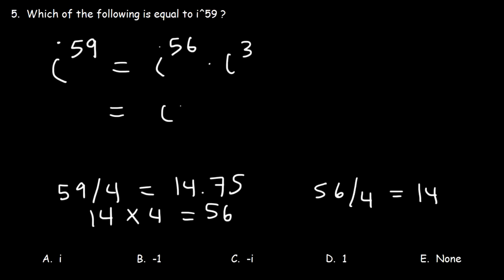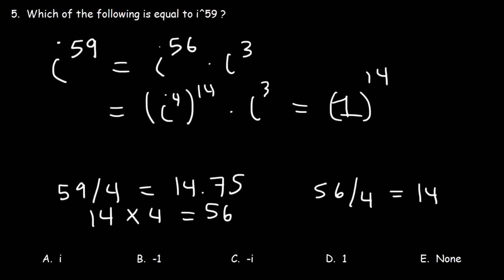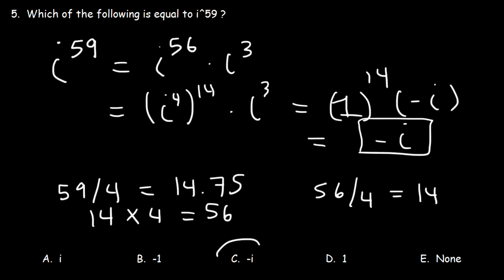So I'm going to rewrite i to the 56 as i to the fourth raised to the 14, because 4 times 14 is 56. i to the fourth is always equal to 1. i to the third is equal to negative i. 1 to the 14 is 1, so times negative i, the final answer is negative i. So C is the right answer.